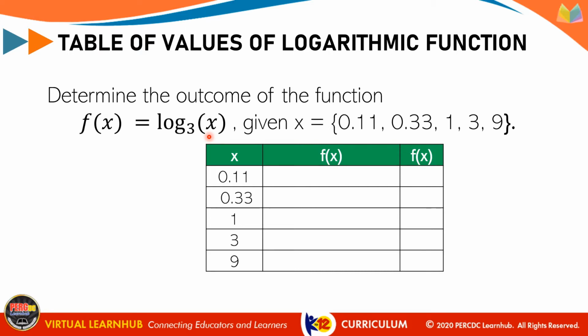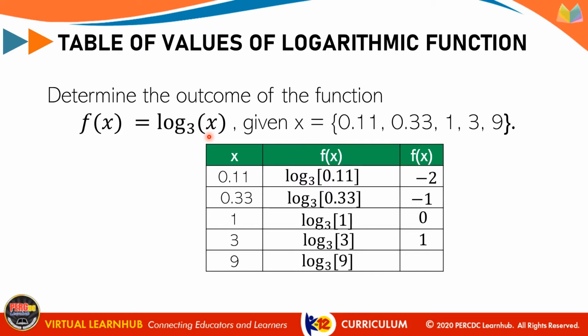For x equals 0.11, we have log of 0.11 to the base 3, and that is negative 2. Next, for x equals 0.33, we have log of 0.33 to the base 3, and that is negative 1. For x equals 1, we have log of 1 to the base 3, and that is 0. For x equals 3, we have log of 3 to the base 3, and that is positive 1. For x equals 9, we have log of 9 to the base 3, and that is positive 2.